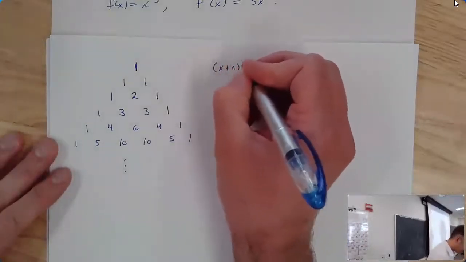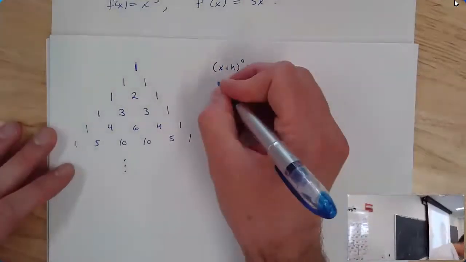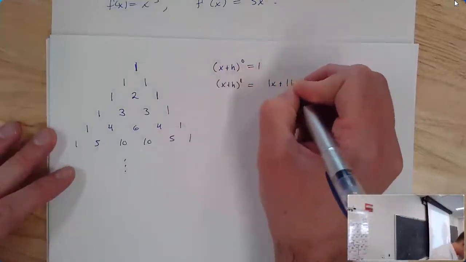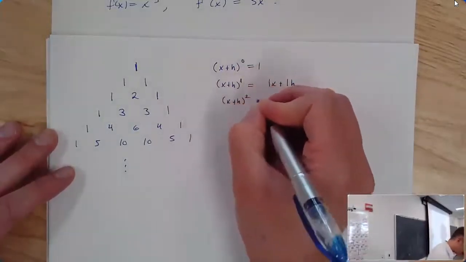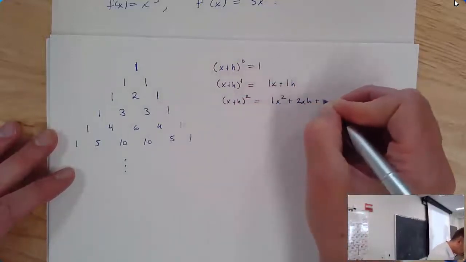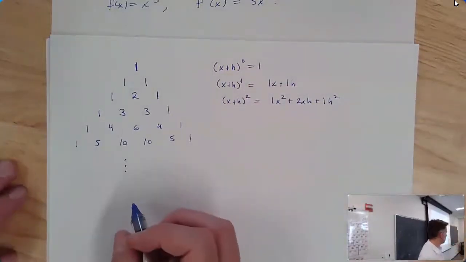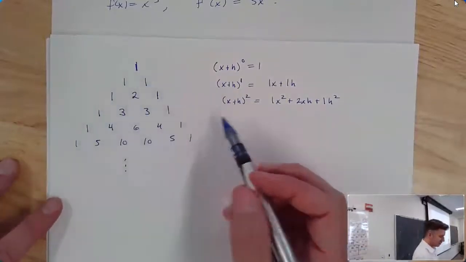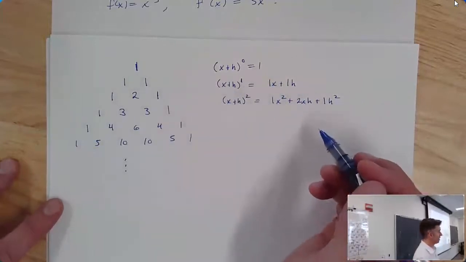x plus h to the 0th power is 1. Okay, I know, not exciting. But hold on. x plus h to the 1st is 1x plus 1h. x plus h squared is 1x squared plus 2xh plus 1h squared. So what you might be starting to see is that each of these rows of Pascal's triangle gives you the coefficients of this binomial expansion. And it works every time.